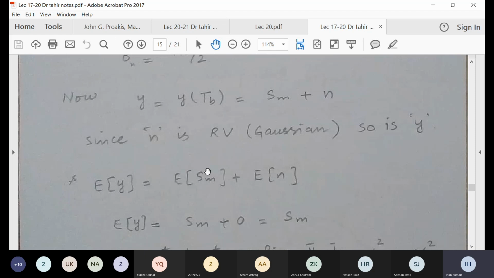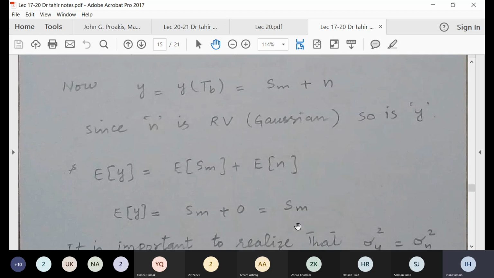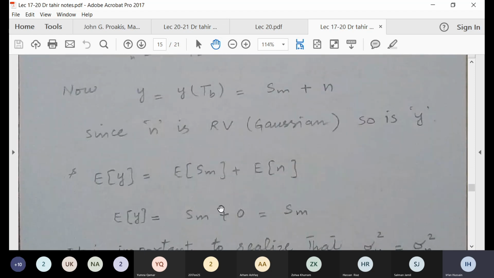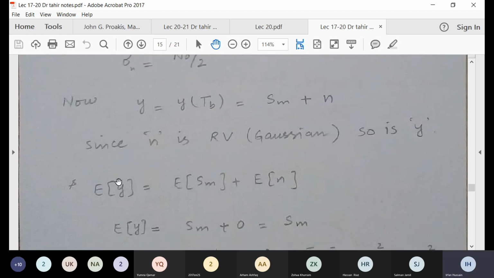And what will be the mean of y? Mean of y will be the mean of this. The deterministic value will come out, the mean of n is 0. This comes out to be s of m. I ask you, what is the variance of y? What will be your answer?